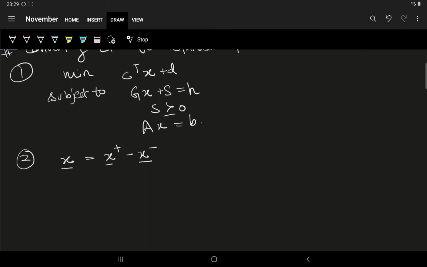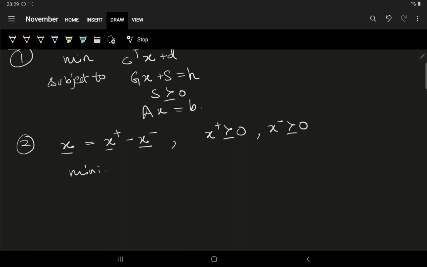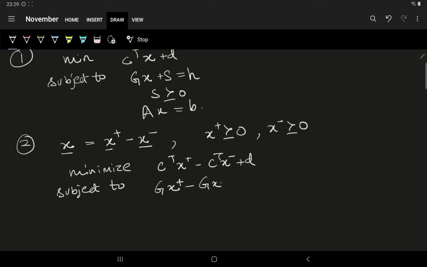Two non-negative variables, that is x plus is also component-wise greater than or equal to zero, and x minus is also non-negative, and this modifies our problem to minimize c transpose x plus minus c transpose x minus plus d, subject to G x plus minus G x minus plus the slack variables s equals h, s component-wise greater than or equal to 0, x plus greater than or equal to 0, x minus greater than or equal to 0, and Ax.